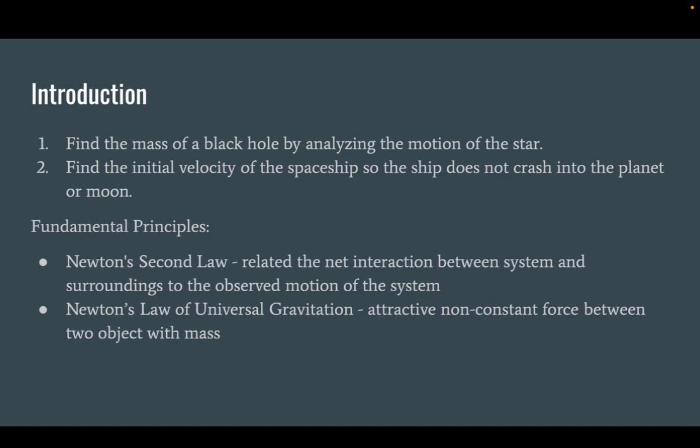The other one was a planet, a moon, and a ship. We had to take a spaceship so it would orbit around the planets without crashing by finding the initial velocity. Principles we used during this lab were Newton's second law, to relate the net interactions between a system's surroundings to the observed motion of the system, and Newton's law of universal gravitation, an attractive non-constant force between two objects with mass.